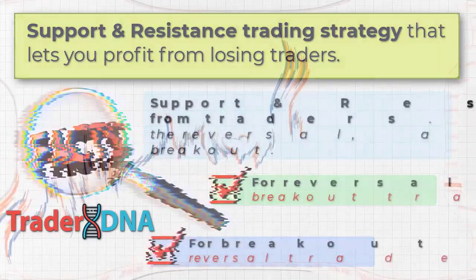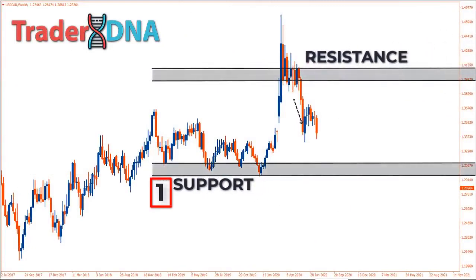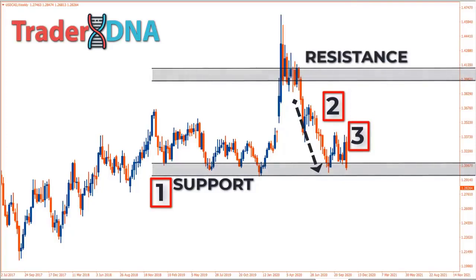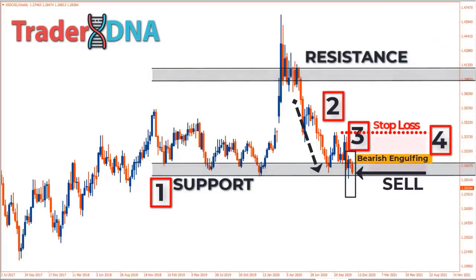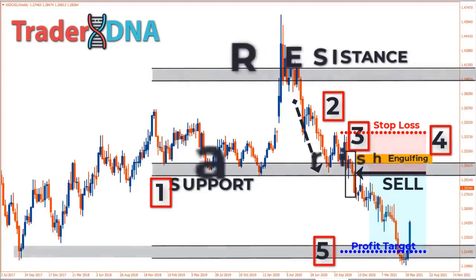Here's what you need to do. First, mark your areas of support and resistance. Second, wait for a directional move into support and resistance. Third, wait for price rejection at support and resistance. Fourth, enter on the next candle with stop loss beyond the swing high or low. Fifth, take profits at the swing high or low. Here are other examples of the support and resistance trading to fully understand this wonderful strategy and to make the most out of it.